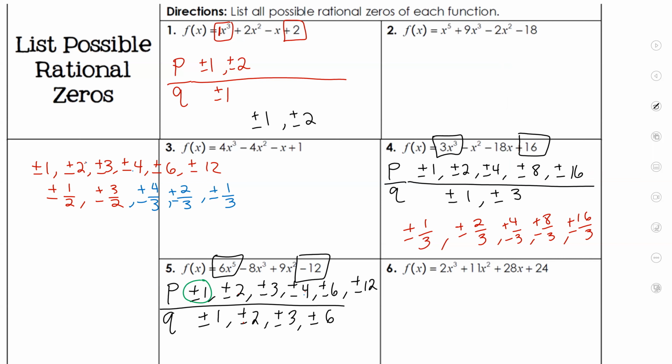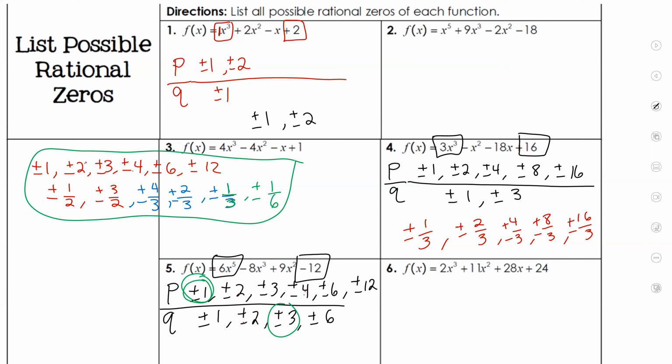So 1 over 1, we have it. 1 over 2, we have it. 1 over 3, I just wrote it right there. We have 1 over 6. Let me write that one. And that is it. We already did 2s, 3s, 4s, 6s, and 12s. So these are all of the possible rational values if you were to factor this and solve. Okay? So that is how you list the possible rational zeros.